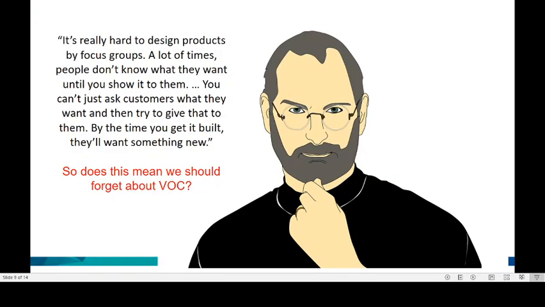So this is one quote by Steve Jobs. He said that it's really hard to design products by focus groups. A lot of times, people don't know what they want until you show it to them. You can't just ask customers what they want and try to give that to them because by the time you get it built, they would want something new. So, what does he mean? Does he mean that we should forget about voice of customer? Does he mean that we do not need to ask them anymore?